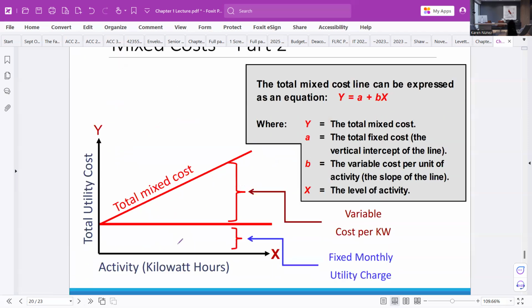And a mixed cost algebraically looks like this. Y, the total cost, is equal to A, which is the fixed cost, plus B, which is the variable cost, times the level of activity, right? So we have a utility cost that has a fixed component A, and it has a variable component B. And given the level of activity, we can determine what Y is, that total cost.